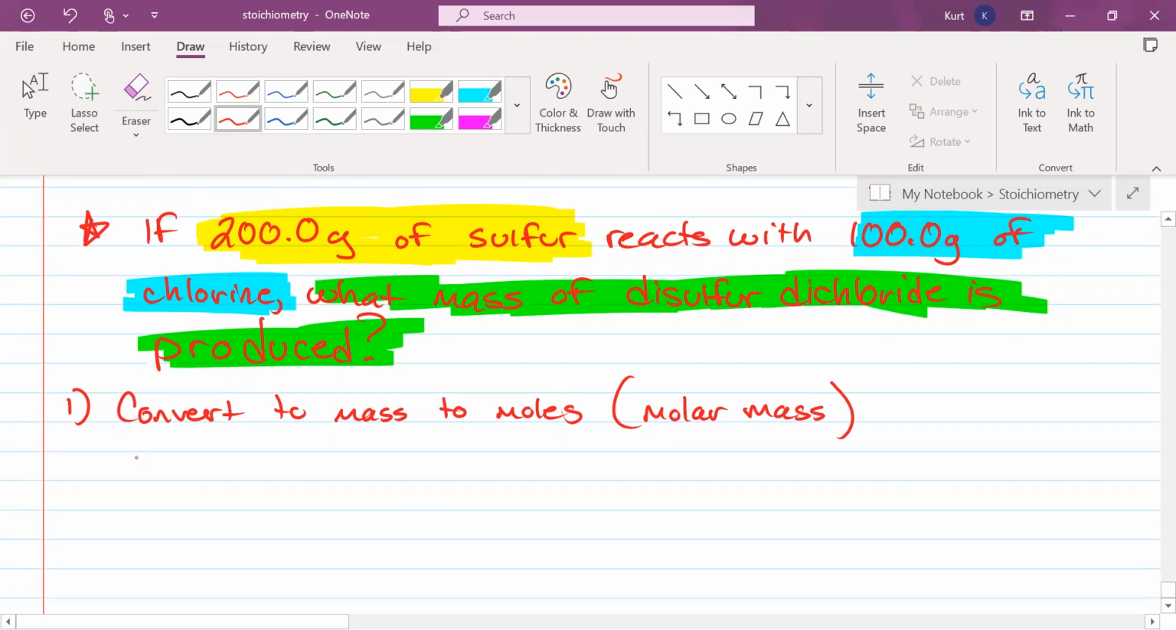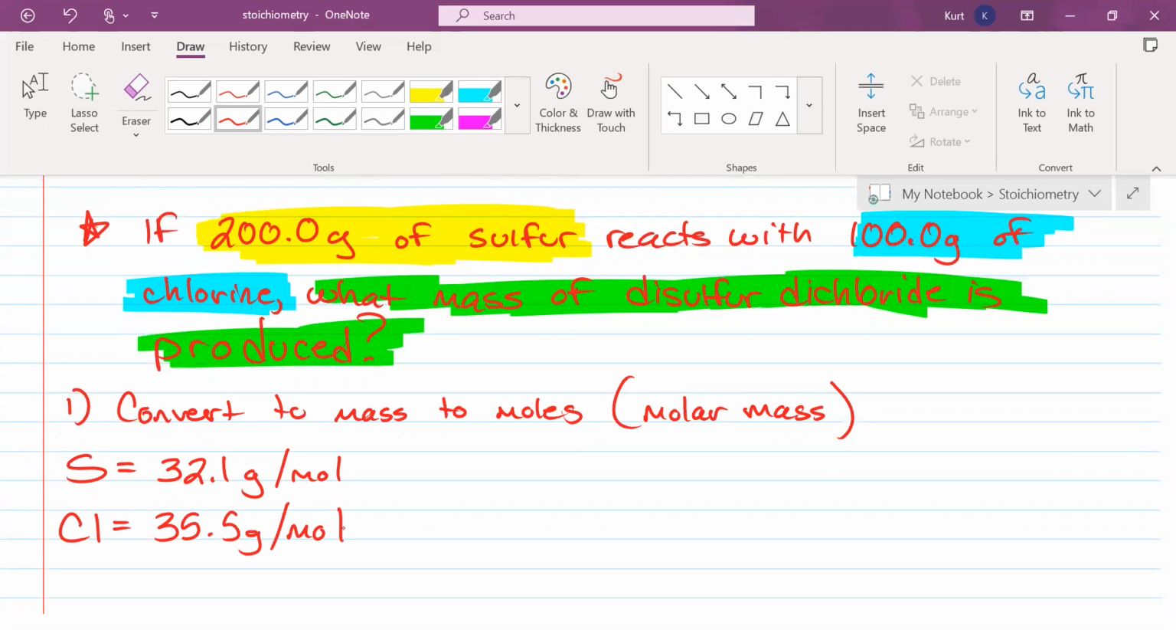Well, for sulfur, that is 32.1 grams per mole, if I'm not mistaken. And for chlorine, that is going to be 35.5 grams per mole. No, hold on, I'm not done yet. How many sulfurs are there? There are 8. So what is 32.1 times 8? 32.1 times 8 is 256.8.